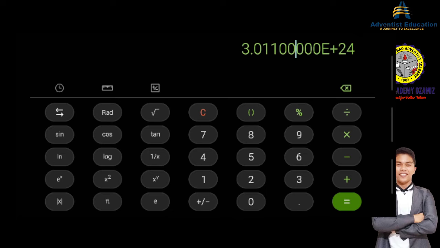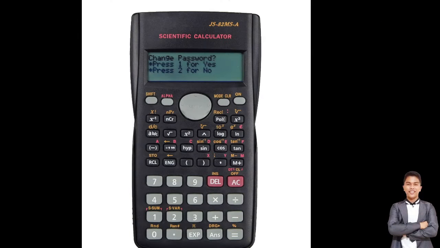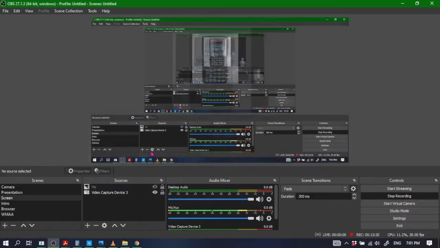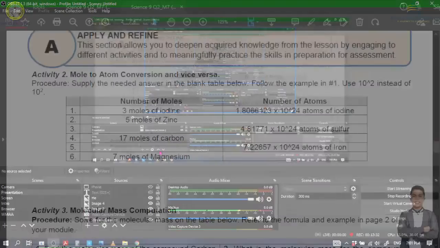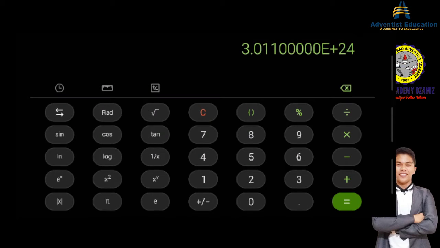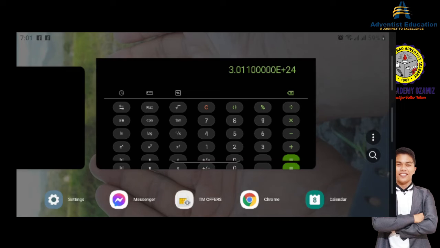No, it's not 3. This is, you are going to look for the number of atoms. So your answer now, since that will be your answer, that is how it is done in the calculator, then your answer now is... I'm sorry. Okay, so your answer now will be, change position.